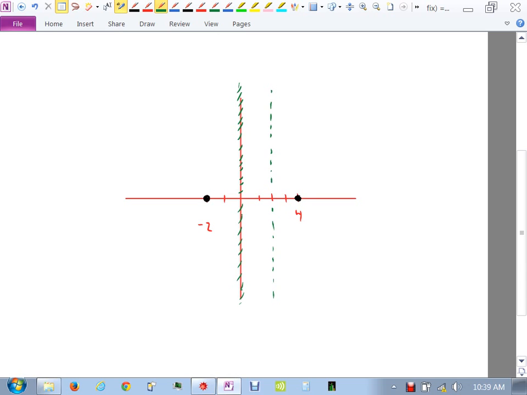Where's my horizontal? So the x-axis, right? What you do is just at the edge of your x-axis, you draw your dotted lines out each side.